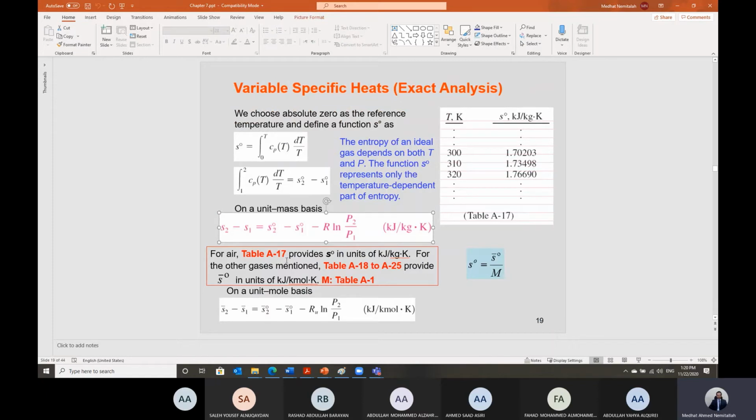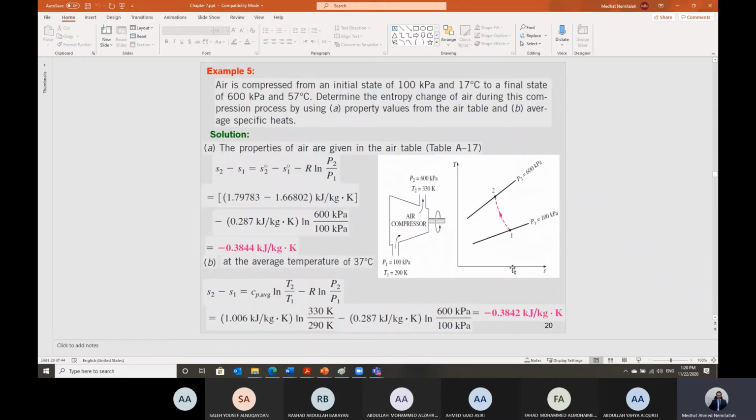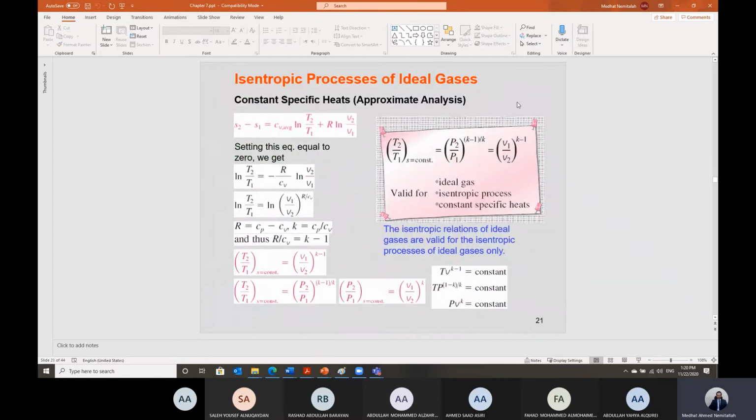S naught 2 and S naught 1 we can get from table A17 to table A25, and then we have to add here minus R ln P2 over P1 to calculate delta S. This is how to calculate delta S of an ideal gas. But we said if an ideal gas undergoes an isentropic process, we just equate the equation to 0. Then we get the relation.